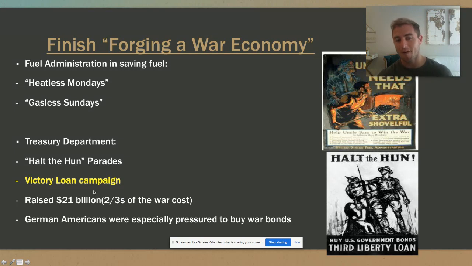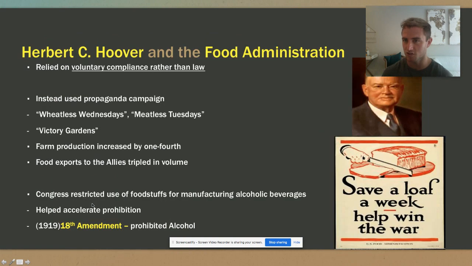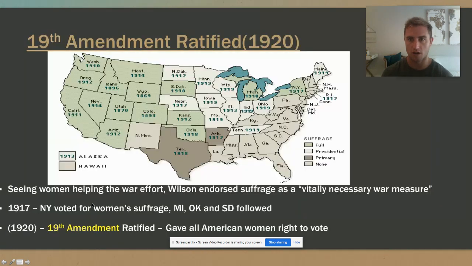When you think about borrowing, a lot of students get confused by this. They're like, oh, what countries are we borrowing from? If you're in a world war, who can possibly spare money? We borrow from our own people. We sell bonds, right? And bonds are promises that the U.S. government will pay back its citizens with interest. This is going to raise $21 billion, which is 2/3 of the war cost.